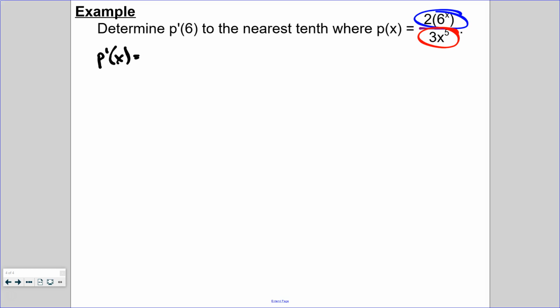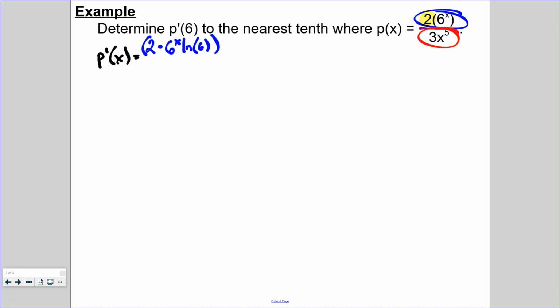But before we do that, let's quickly remember that this 2 in front of the 6 to the x is the coefficient of 6 to the x power. And we know that when we take the derivatives, we can ignore the coefficients. So we're just going to rewrite down the 2 there. And then we're going to multiply that by the derivative of 6 to the x power, which we know is 6 to the x times the natural log of 6.